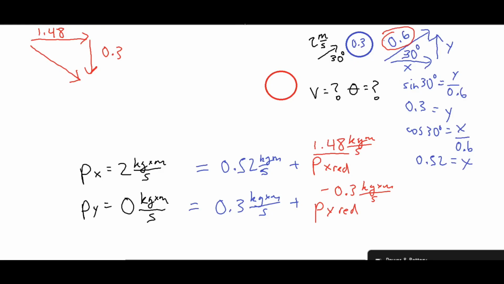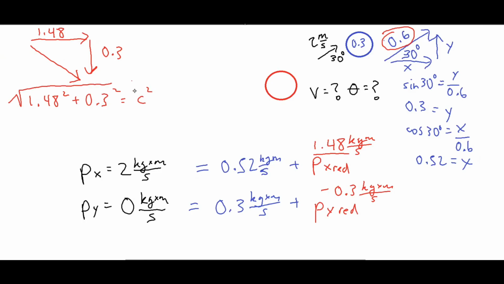So we could just use Pythagorean theorem and then do a squared plus b squared equals c squared. So 1.48 squared plus 0.3 squared equals c squared. So basically just square rooting both sides. And that gives us 1.51. Okay, so the momentum for the red ball is 1.51. We just use our x and y components to piece them together, make a right triangle, and then our hypotenuse gave us our main momentum of 1.51.